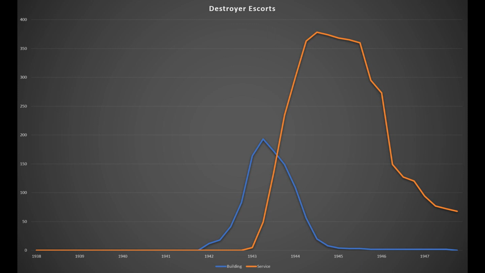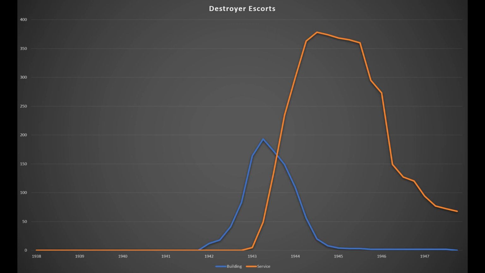Now, as you can see from that graph, that means that whilst there's about a 6 to 9 month lag between laying down and commissioning of these ships, once that commissioning starts, oh boy, the numbers build up quickly.